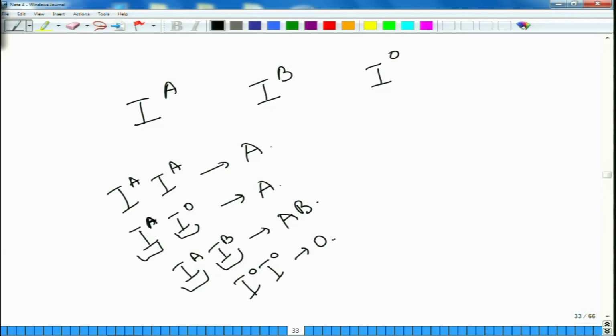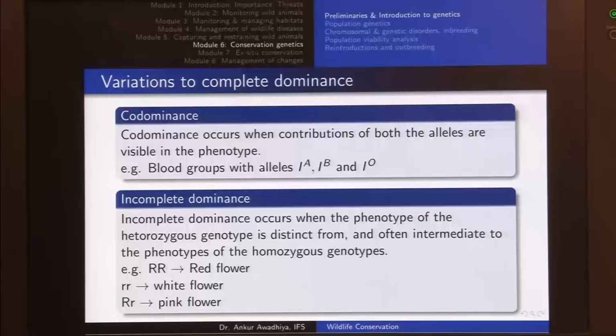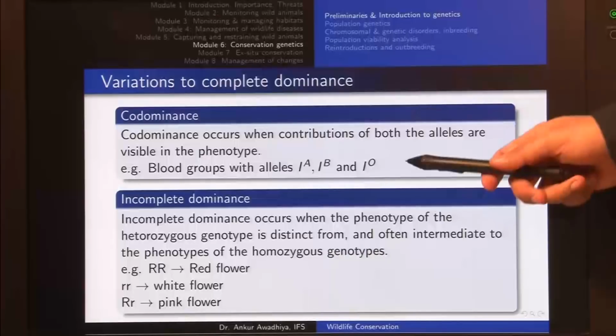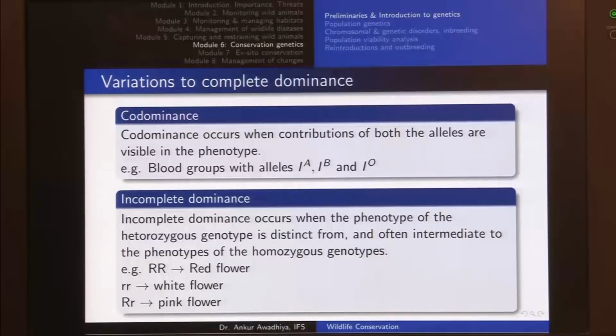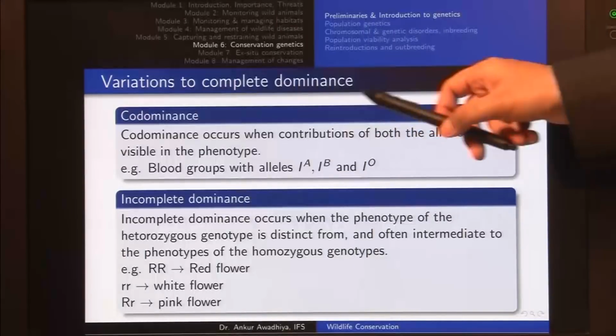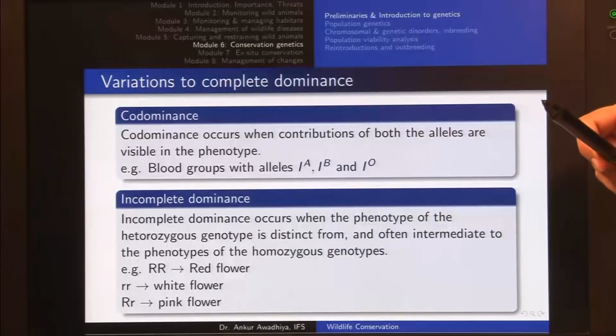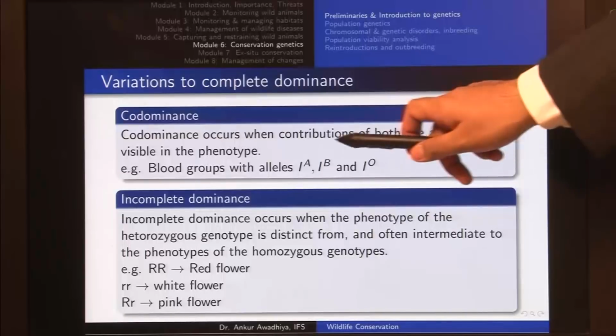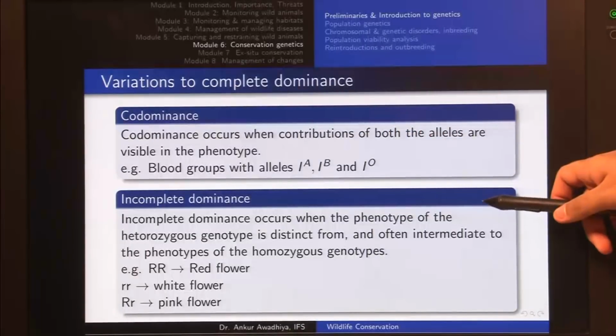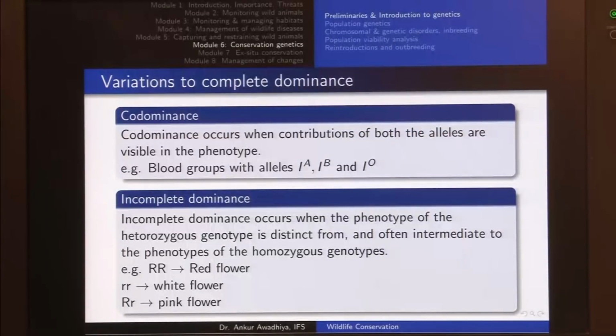So in the case of codominance, what happens is that there is no recessive allele and there is no dominant allele, but depending on what combination you are getting, both of these will be able to express themselves. So in the case of codominance, both of these are equally dominant. In the case of incomplete dominance, what happens is that the phenotype of the heterozygous genotype is distinct from and often intermediate to the phenotypes of the homozygous genotypes.